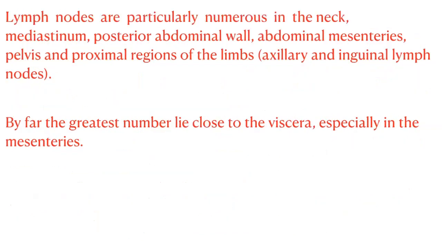So lymph nodes are particularly numerous in the neck, mediastinum, posterior abdominal wall, abdominal mesentery, pelvis, and proximal regions of the limbs, right? So the inguinal lymph nodes. By far the greatest number lie close to the viscera, especially in the mesenteries.